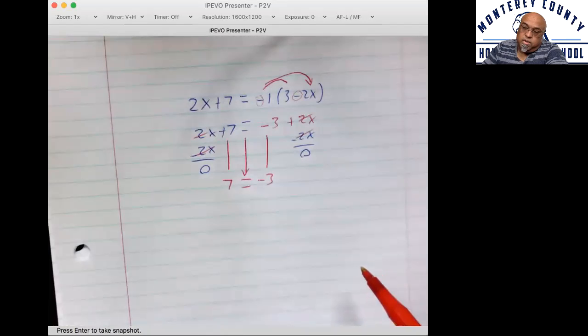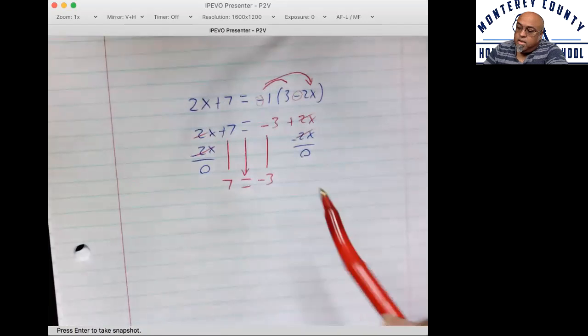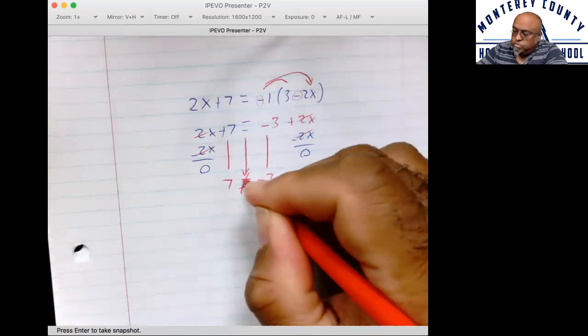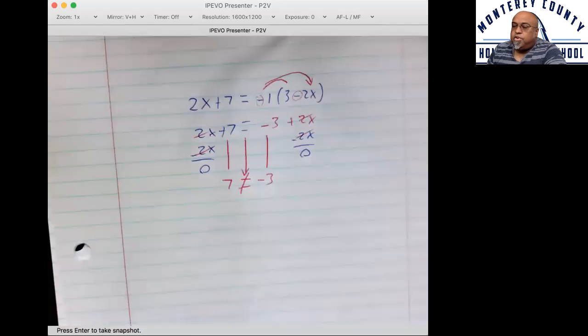Aaliyah, you're correct. So are you, Evelyn. And Jerry, yep, you're right too as well. 7 does not equal -3. So some occasions you might get an equation that's not actually an equation. Basically what I mean is whatever's on the left side is not equal to what's on the right side because the answer ends up being false.